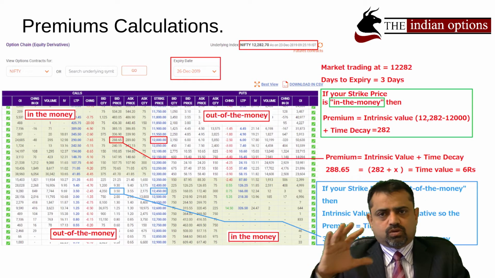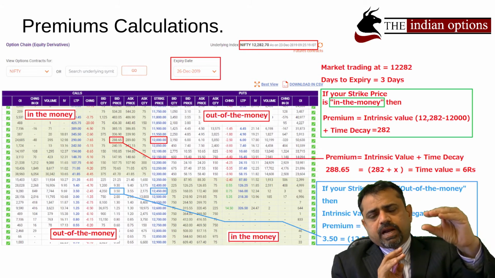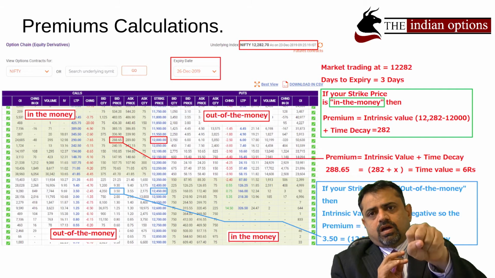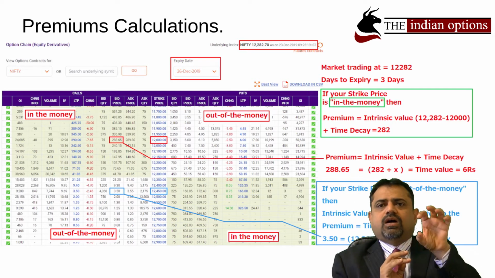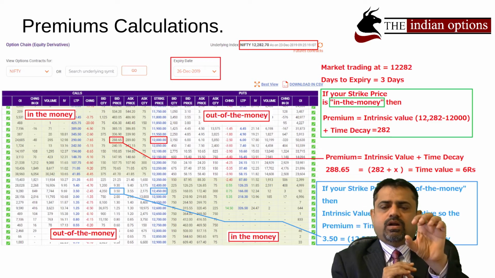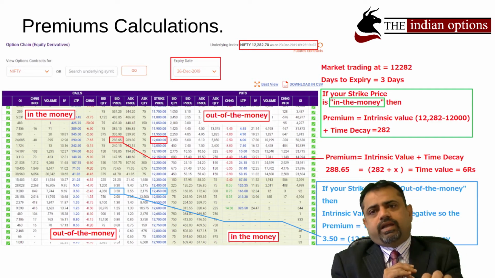So just to conclude this slide, if your strike price is in the money, then your premium has the intrinsic value and time decay. If the strike price is out of the money, then your premium has only the time decay. Okay. Moving on to the next slide.